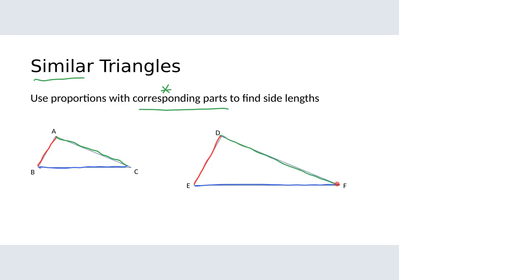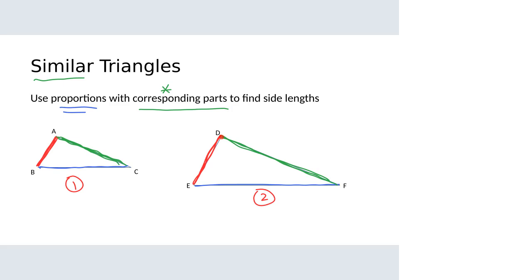The reason that corresponding parts are really important is that when we go to set up our proportions, we want to make sure that the relationships we're creating in those proportions are using parts that correspond to each other. So when we set up a ratio of triangle number 1 over here compared to triangle number 2 over here, if I have AB in the numerator and DE in the denominator of one of my fractions, then I want to do the same thing with the other fraction: AC better go in the numerator and DF better go in the denominator when I make my proportion.